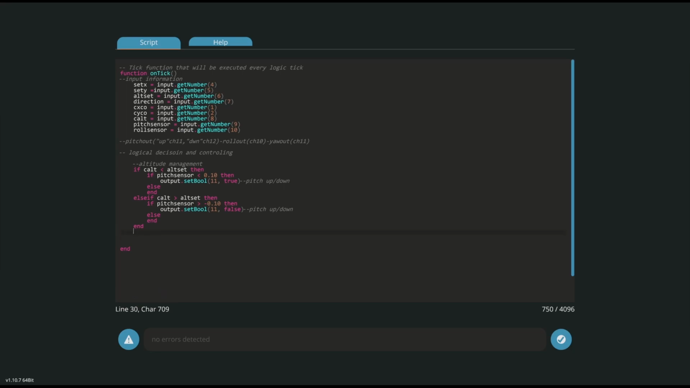Okay, so I think the altitude management should be clean and good. That should be fine. Next, we need to think about yaw direction. Let me see. Yeah, we need direction adjustment. No, I'll call it face to target destination. Face the target destination, yaw controls.